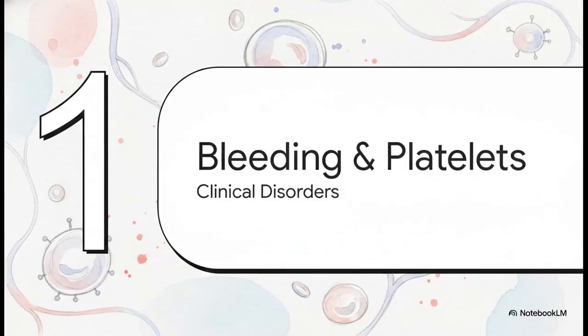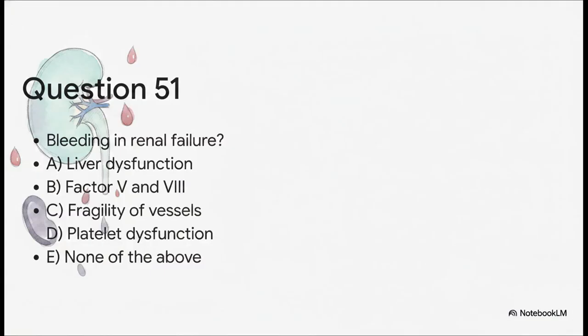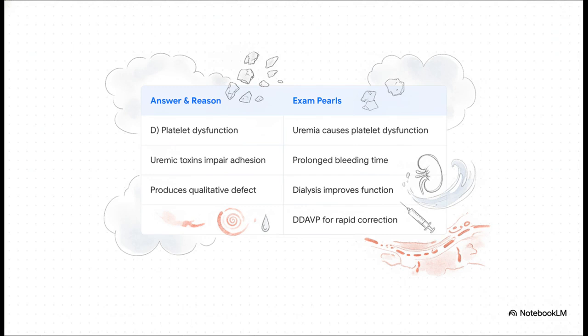Bleeding and platelet disorders. Which of the following is the cause of increased bleeding tendency in chronic renal failure? A. Liver dysfunction. B. Factor V and VIII deficiency. C. Increased fragility of blood vessels. D. Platelet dysfunction. Or E. None of the above. The correct answer is D, platelet dysfunction. The primary reason here is that uremic toxins actually impair platelet adhesion and aggregation, which produces a qualitative platelet defect.